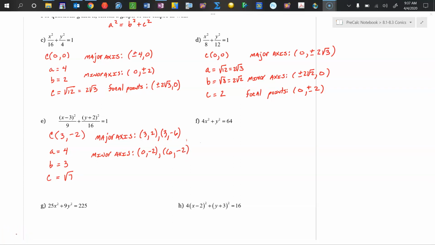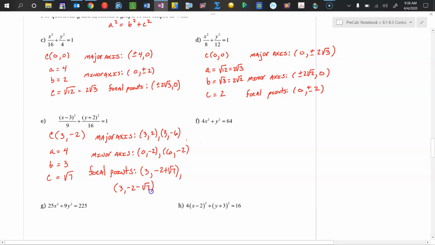And the last thing we have to do is locate the focal points. The focal points always lie on the major axis, and they are c units away from the center. So if we start at the center, 3, -2, and go up √7 units, we're going to be at 3, -2 plus √7. And the last one is going to be starting at the center, 3, -2, and moving down √7 units. So that's everything that we need to know about that ellipse.